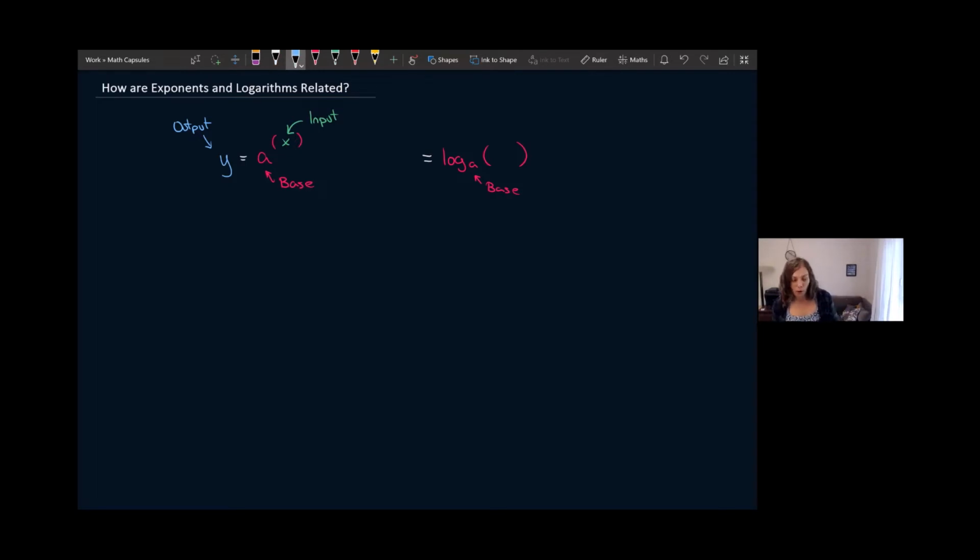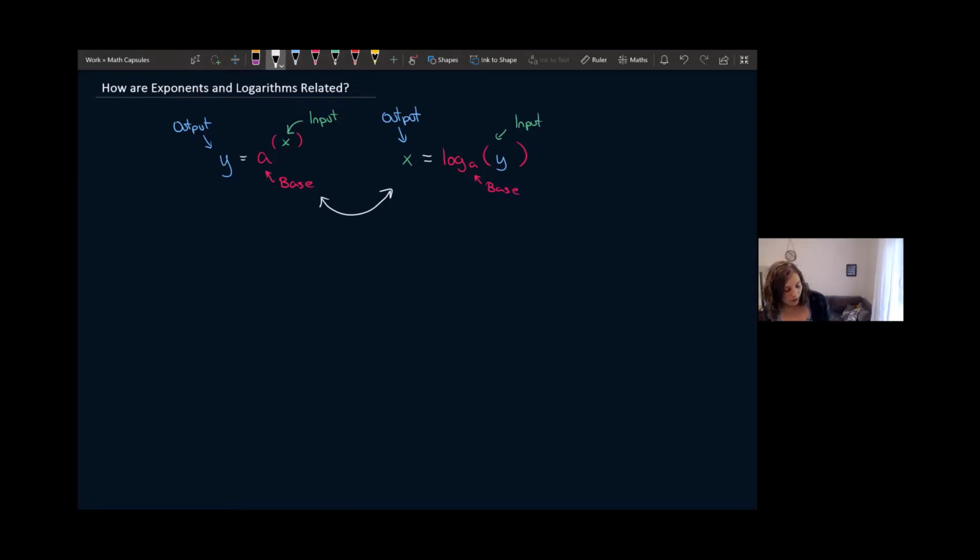So my output of y from the left-hand side would now become my input, and the x that I plugged in on the left-hand side would now become my output. They get exchanged. That's how inverses work in general. So this is the inverse relationship between exponents and logarithms.